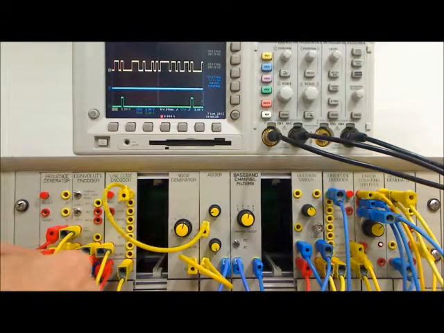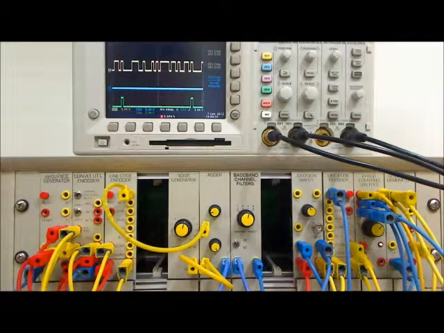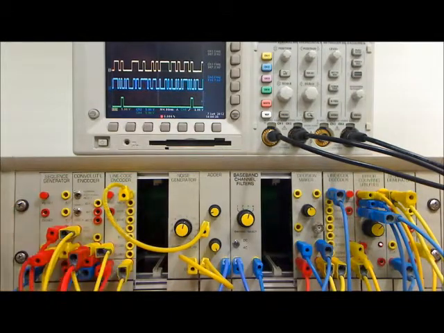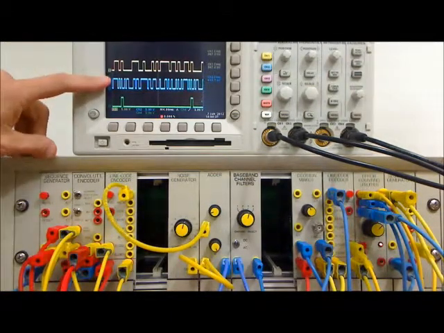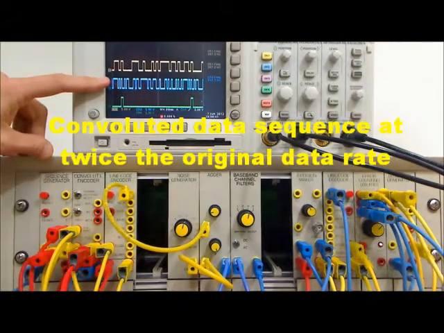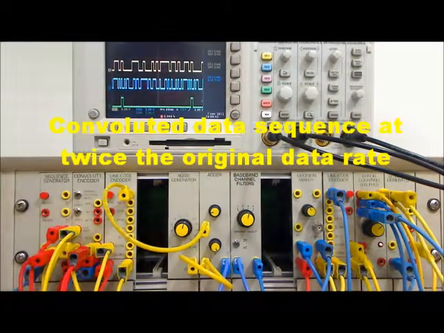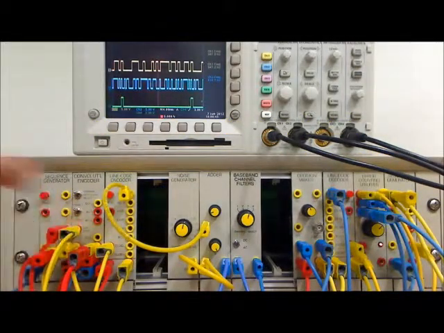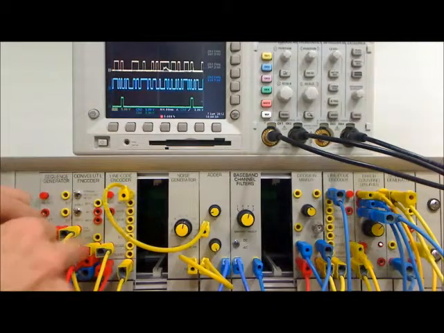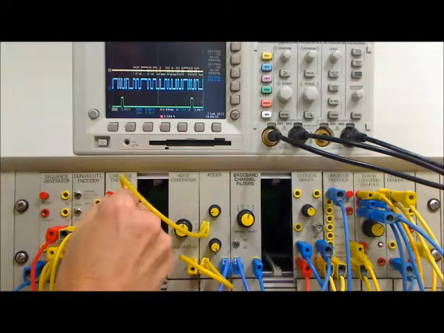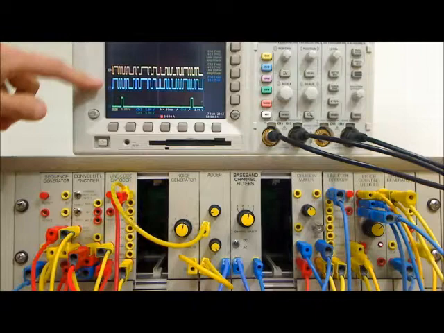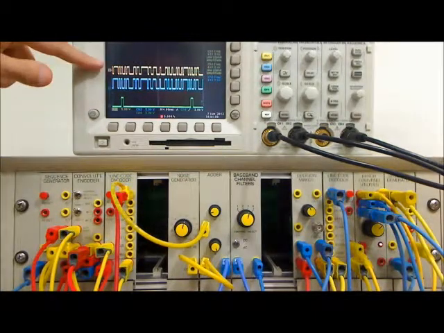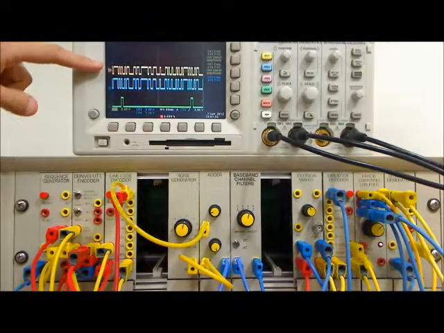So we have the digital data coming into the convolutional encoder, and coming out of the convolutional encoder we have the convolved data, and as you can see it is operating at twice the bit rate of the data going in to the convolutional encoder. Take our probe, have a look at the output of the line code encoder. It is simply an NRZ-L version of the convolved data. So it is level shifted, plus or minus 2 volts.